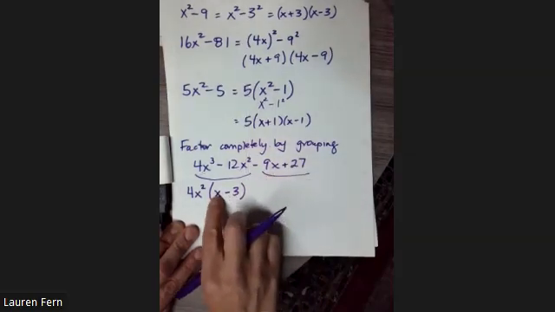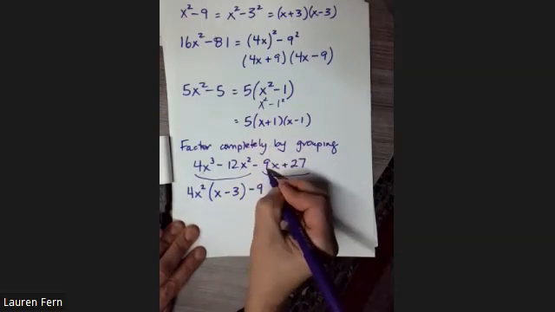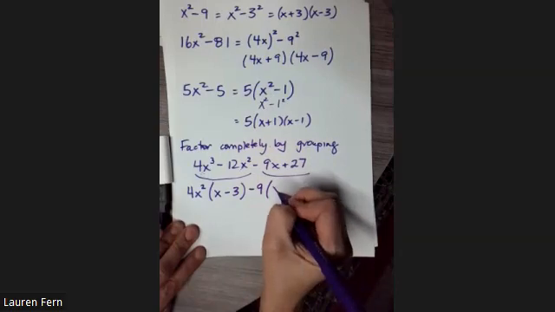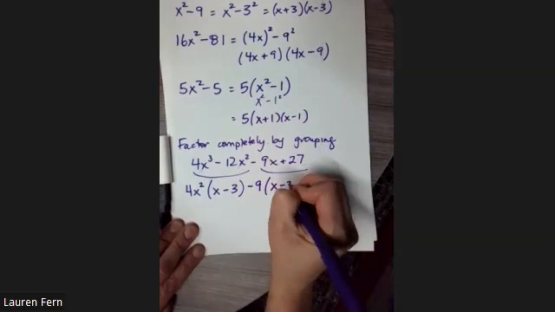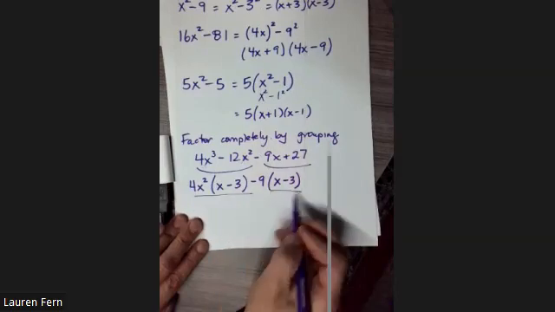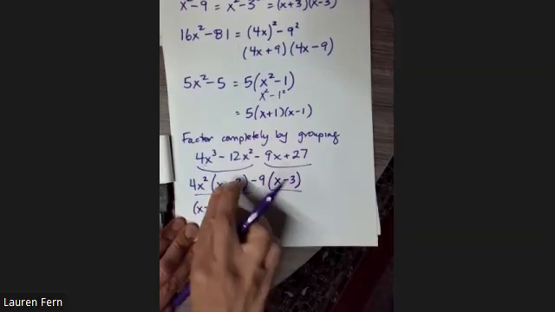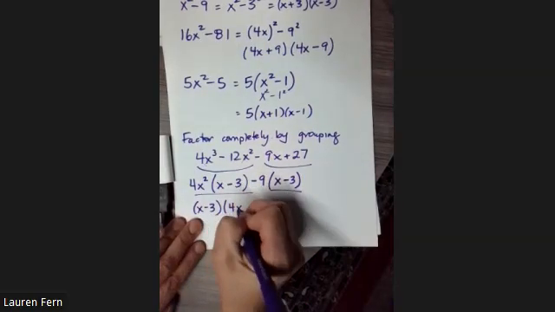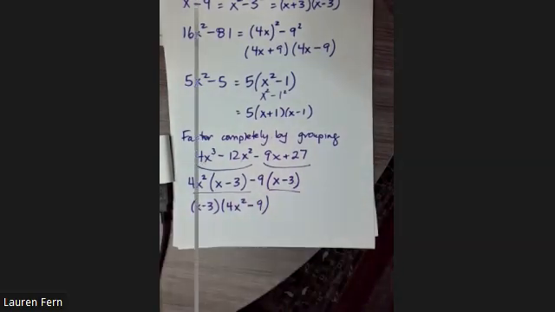Now, I want to be left with a positive x and a negative 3. So what I'm going to do is pull out that minus 9 so that my first term then is a positive x. And notice 27 over negative 9 is negative 3. I have 2 terms. They have an x minus 3 in common. Notice if I pull out the x minus 3 from my first term, I'm left with a 4x squared. And out of my second term, I'm left with minus 9.